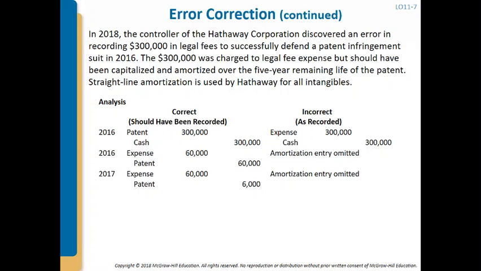and so what you see on the right hand side is what they did. Immediately expensed instead of capitalizing and expensing over a 5-year period at $60,000 amortization expense. And so in 2018 they should have expensed $120,000 worth of amortization expense for the 2 prior years, 2016 and 2017.